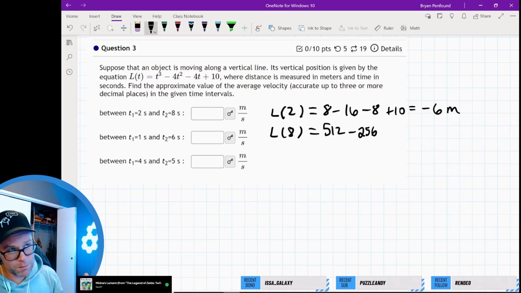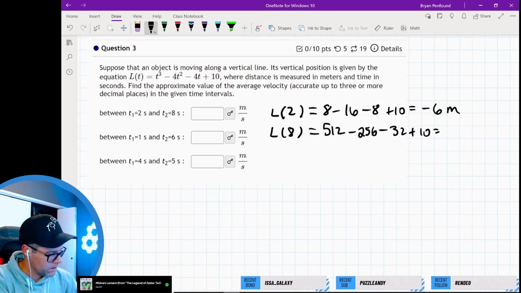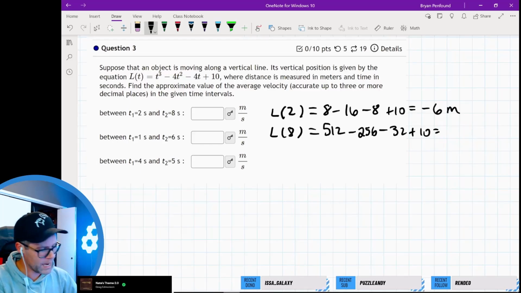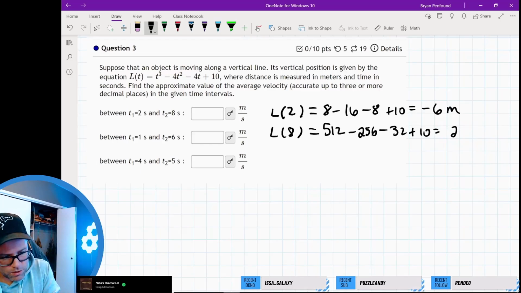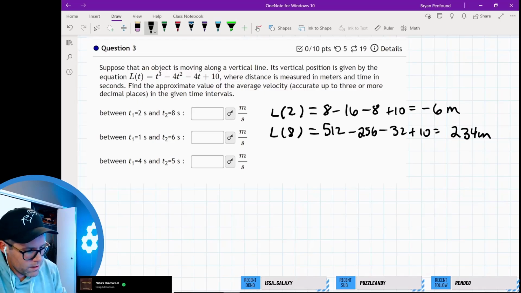Minus 4 times 8, so minus 32, plus 10. So I'm just going to use my calculator here to figure this out. So minus 256 minus 32 plus 10 gives me 234 meters.